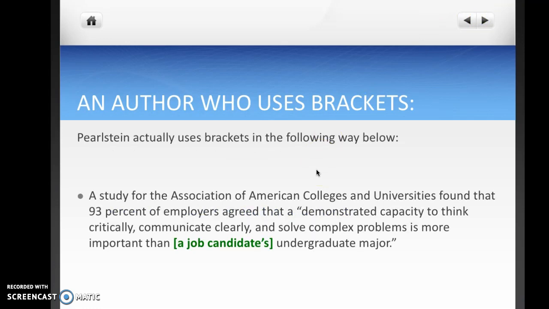So here's an example of how Pearlstein uses brackets in this way. "A study for the Association of American Colleges and Universities found that 93% of employers agree that a demonstrated capacity to think critically, communicate clearly, and solve complex problems is more important than a [job candidate's] undergraduate major." So he got this statement from this study, but he changed a little bit of it. There was probably a name, and he's probably not interested in giving that name, so he just said a job candidate's. So he edited it himself, he used editorial brackets properly, and that's how you can do the same too if you're trying to change anything, names or just pieces of information.